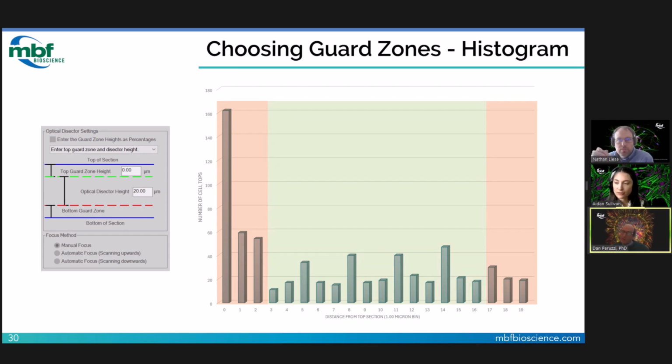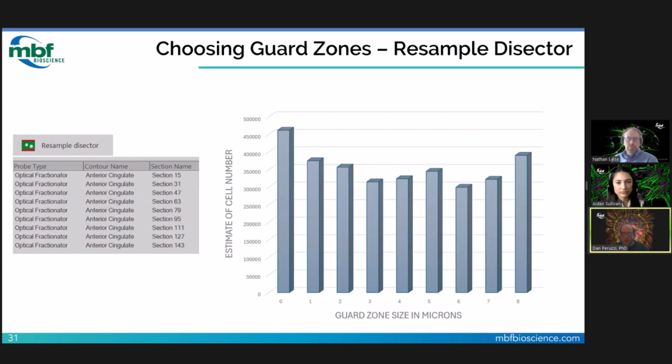Unlike the example I showed where that person was losing cells at the tops and bottoms of their section, it looks like you have more cells than there should be at the top of your section. So that could be because the knife has compressed the tissue up there. And it also has to do with the idea that it's easier to tell if the top of a cell is cut off or in the dissector if you have a guard zone on the top, so that you can focus up and actually see the cell top in that guard zone. So I think that's a good choice, this 3 microns on the top and the bottom.